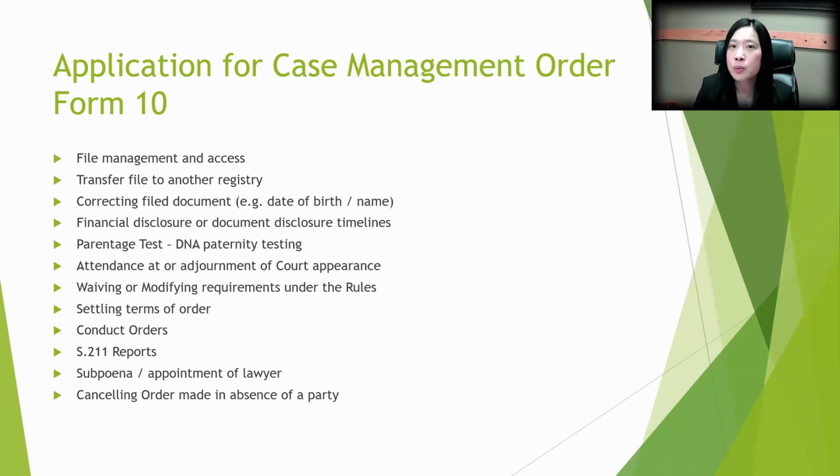Case management process type orders are where you want to appoint a lawyer for a child, or correct a name on the style of cause. I'll go through them. You could ask for access to a file, or management of a file. You might want to transfer a file to another registry because everybody has moved. You might need to correct the date of birth because someone listed it wrong one time. You might be seeking some type of financial or document disclosure. You might want to get a DNA test.